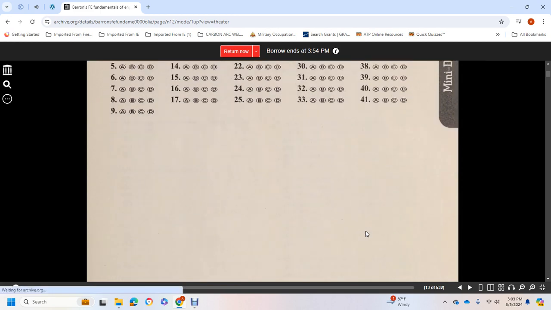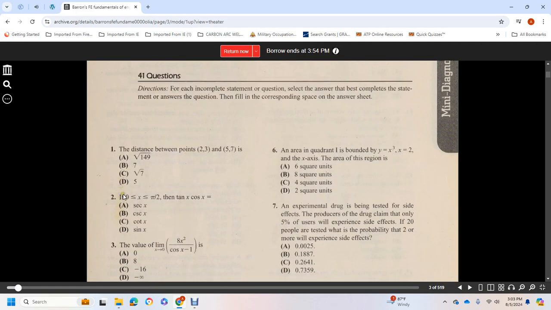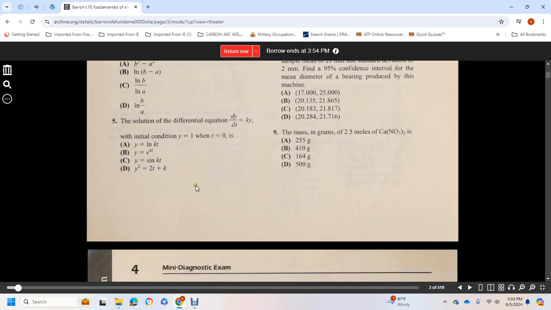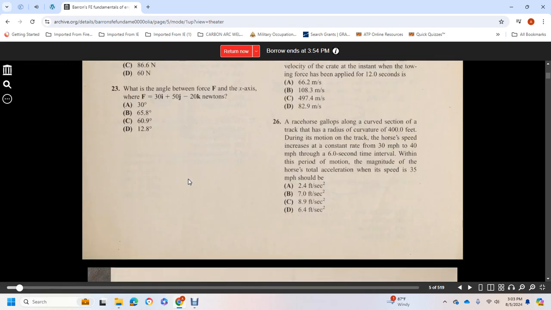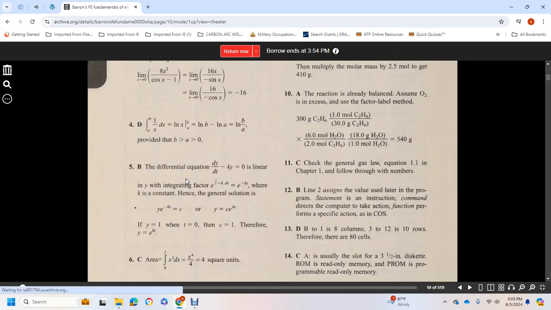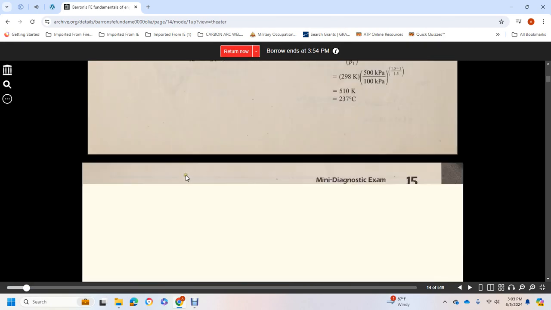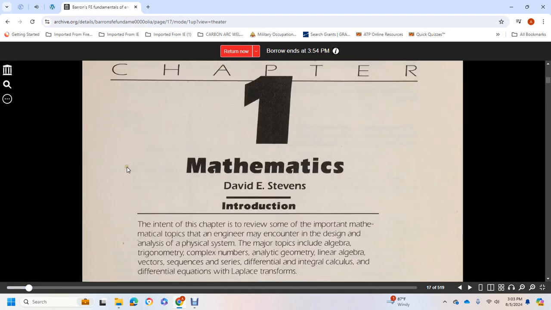Answer sheet for the mini diagnostic exam. The diagnostic chart shows the mathematical questions and more questions and exams. Chapter 1, Mathematics.